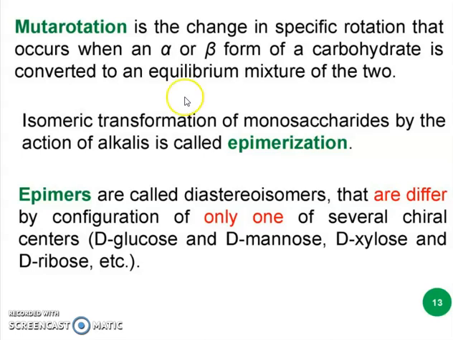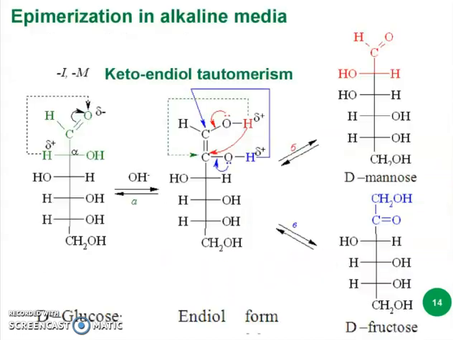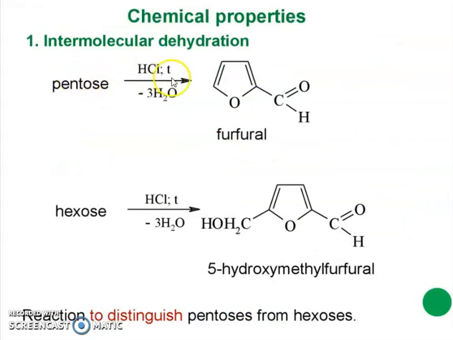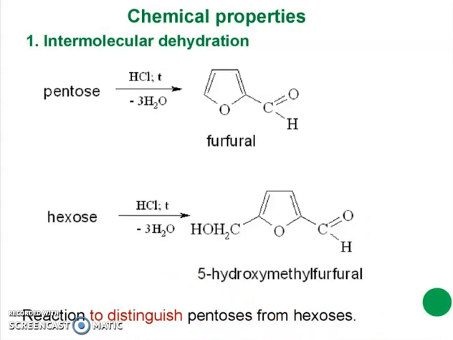And what is an epimer? Epimers are diastereomers that differ by configuration of only one of several chiral centers: D-glucose and D-mannose, and D-xylose and D-ribose. So epimerization in alkaline medium, keto-enol tautomerism happens here. Then D-mannose, D-fructose. You see the intramolecular dehydration: a pentose gives furfural, but a hexose gives 5-hydroxymethylfurfural. So this is the reaction to distinguish pentoses from hexoses.